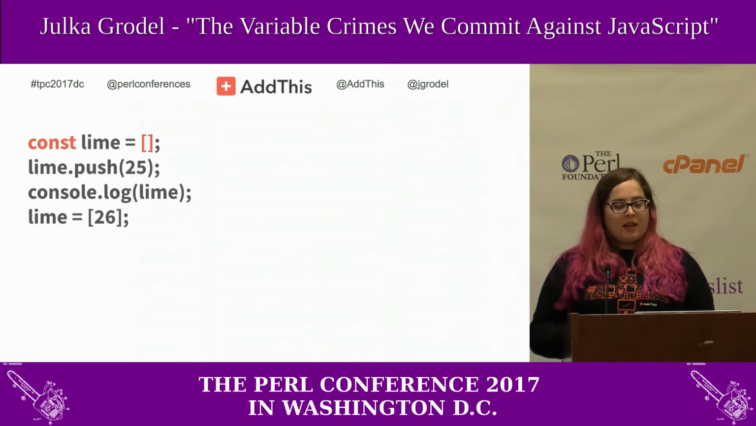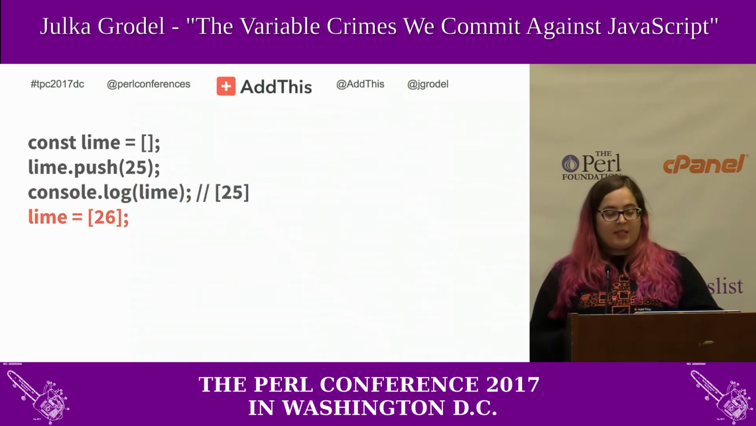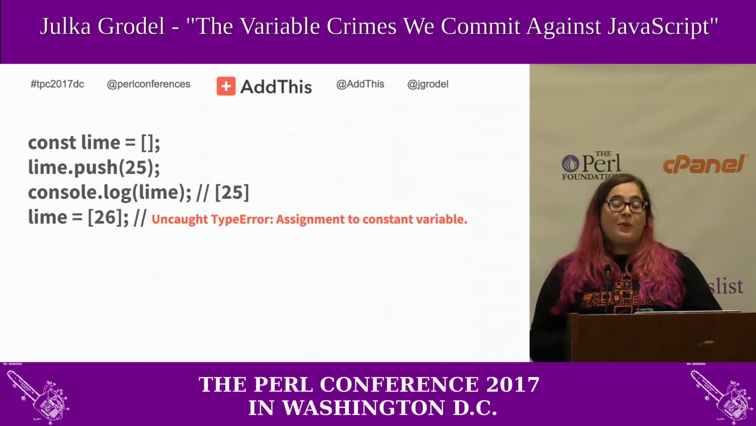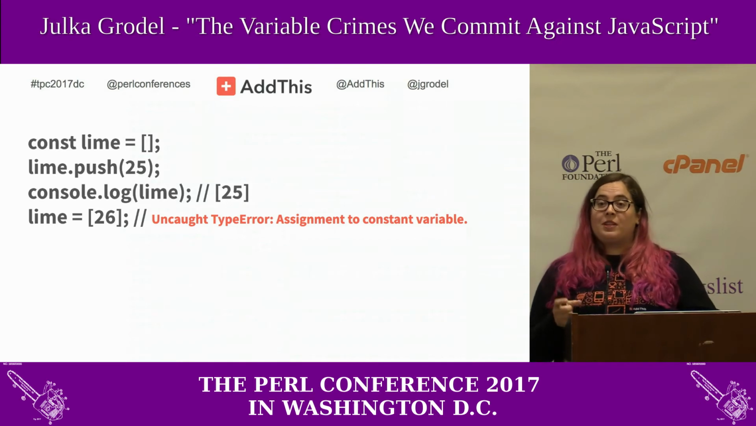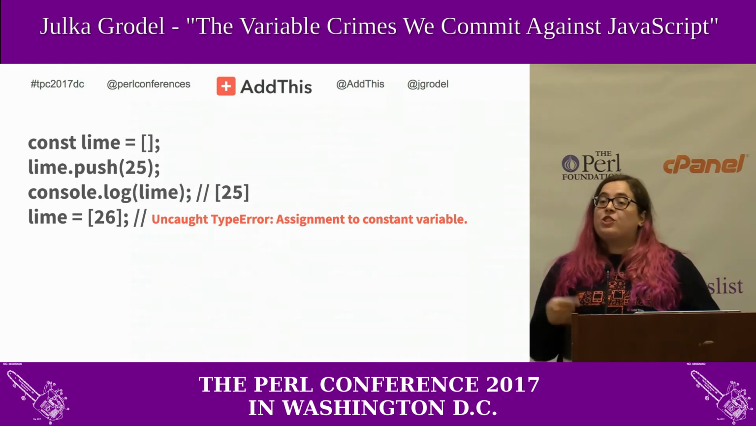So I can say const lime and set that to an empty array, and then I can push an item into it. So here I'm pushing in the number 25. And if I console log that out, I get 25. I haven't gotten any errors. But if I say lime now equals a new array with the value 26, I'll get an error. So what we can't change here is the reference. We need to use the same reference for the object when we're dealing with an array or an object and the const declaration. But we can change what's in there.